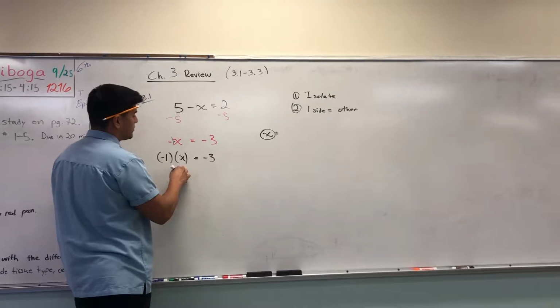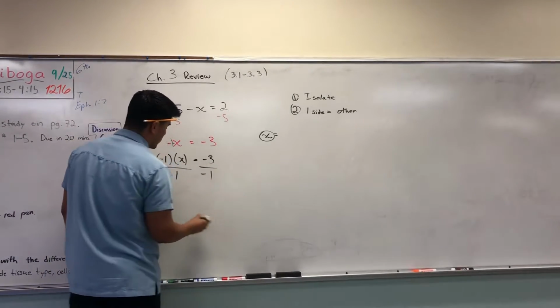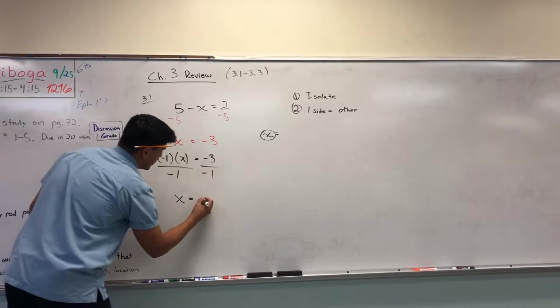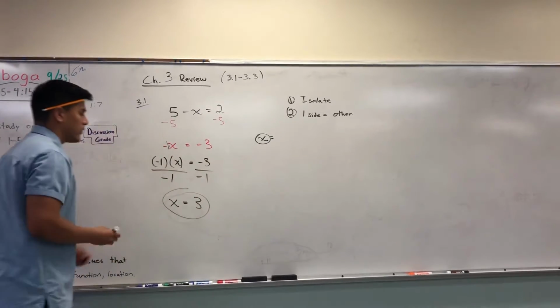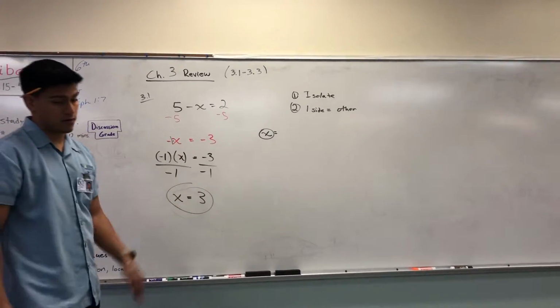Now, this negative 1 multiplied to that x, the inverse operation will be to divide by negative 1. Whatever you do to one side, you do to the other, and you end up with x equals 3. And that's your final answer. Please make sure that your final answers are not negative variables, okay?